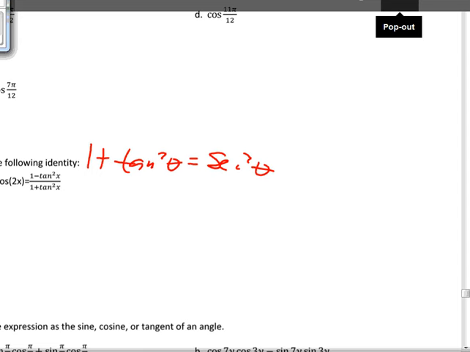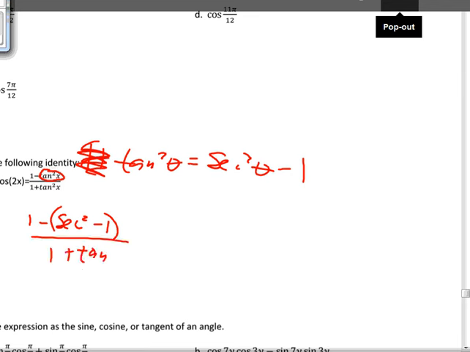Could I replace tangent, though, with secant minus 1? See what I mean? Isn't tangent the same as secant minus 1? Not the 1 minus the tangent, but couldn't I replace just the tangent right here with secant minus 1? Yes, I can. So it's 1 minus secant minus 1 all over 1 plus tangent.